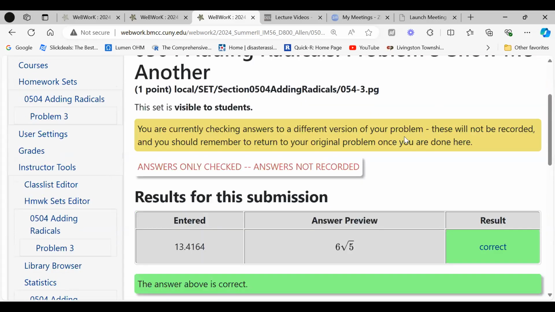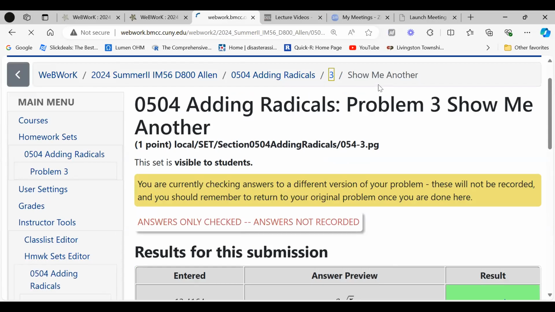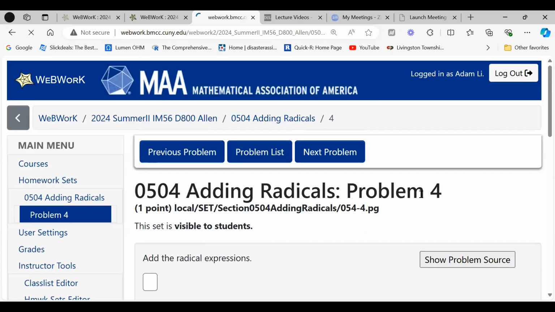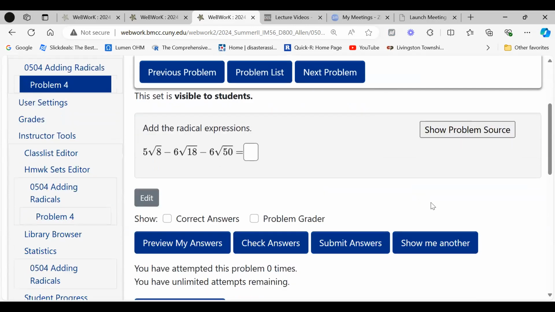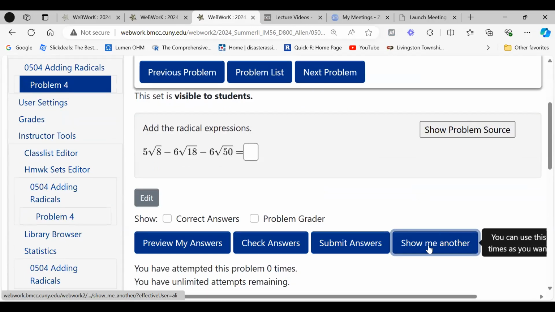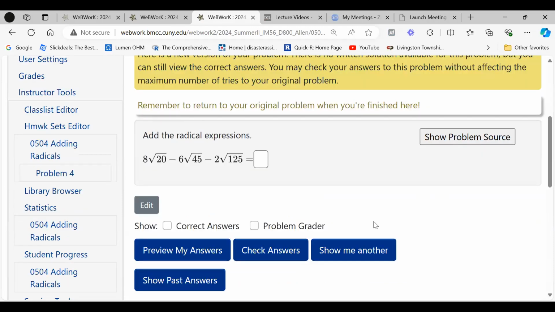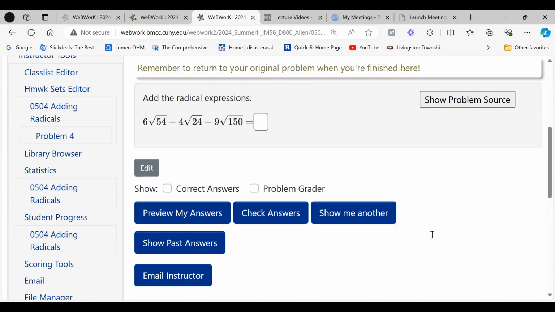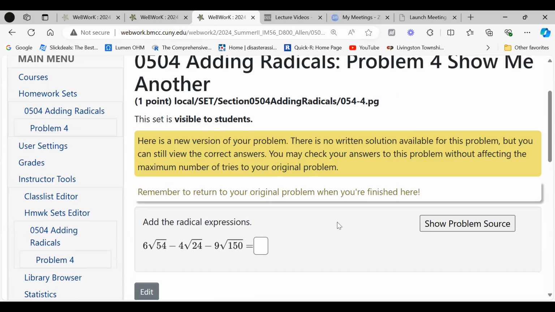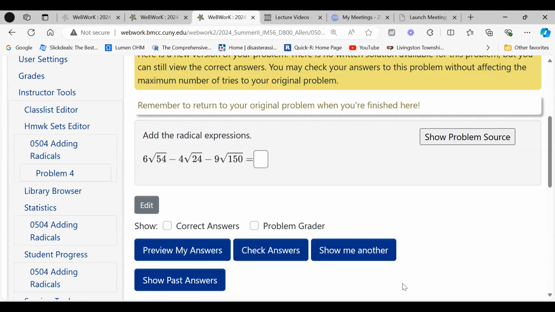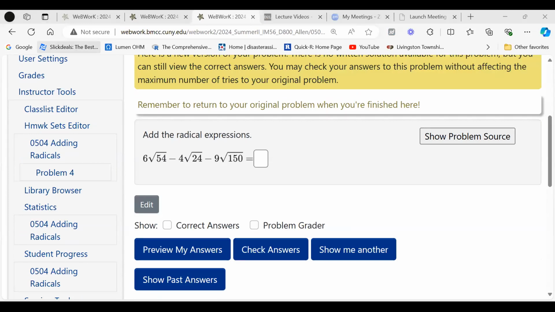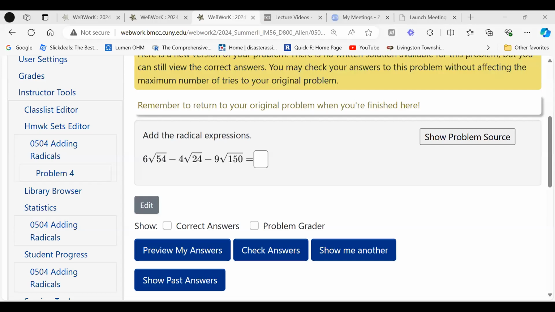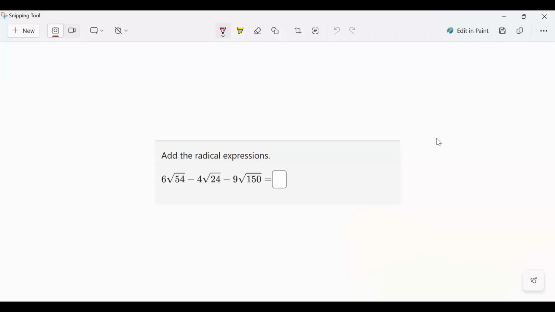Okay, problem 3. You're going to try another one similar to this. Actually, I'll try something else. Yep, this one is interesting. Simplify the radical expression. Try that first.